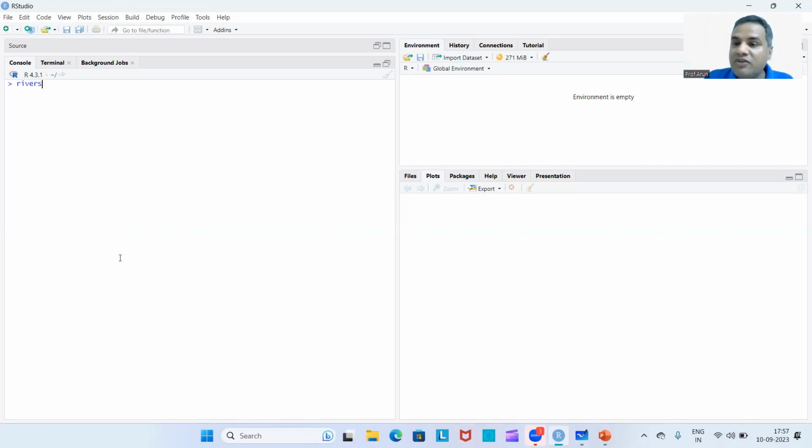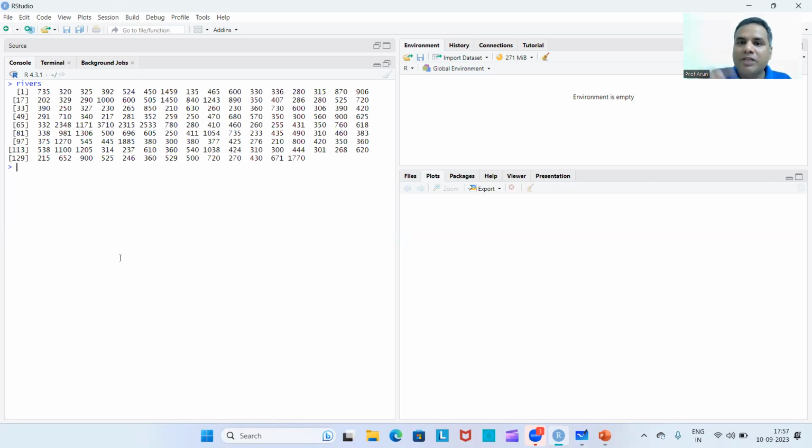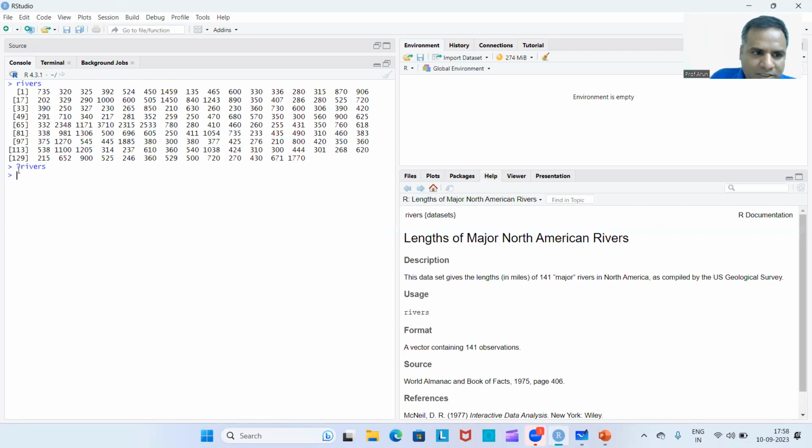So yesterday we saw this rivers data set, which is there in the memory of R. Let me bring this data set again. The moment I type rivers, I get some data. And if you want to know more about this data, simply type question mark rivers. In the plot section, the help tab automatically becomes active and gives you information about this.